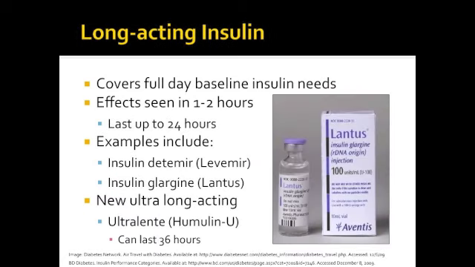Long-acting insulin covers basal insulin needs for a full day, but variations in insulin levels throughout the day must still be addressed with bolus insulin injections. Long-acting insulin works within 1 to 2 hours and can last up to 24 hours long. Some examples of long-acting insulin are Detemir and Glargine. There is a newer long-acting insulin that lasts up to 36 hours, and it is called Ultralente.